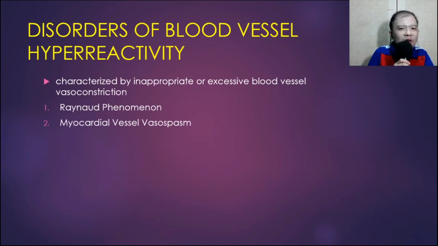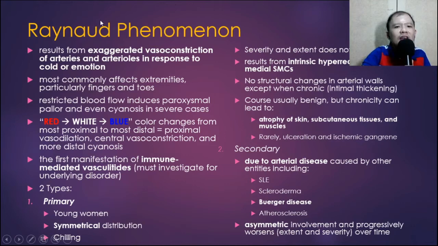We go to disorders of blood vessel hyperreactivity. So what makes the blood vessel hyperreactive? It's because of the hyperreactive smooth muscle cells of the tunica media. And we have two examples here. First is Raynaud's phenomenon. If you have an emotional patient that presents with cyanotic, cold, clammy hands or fingers, you might suspect Raynaud's phenomenon. It's particularly in female patients, with exaggerated vasoconstriction of arteries and arterioles in response to cold or emotion.